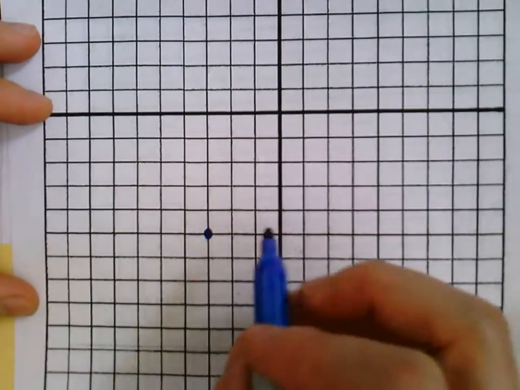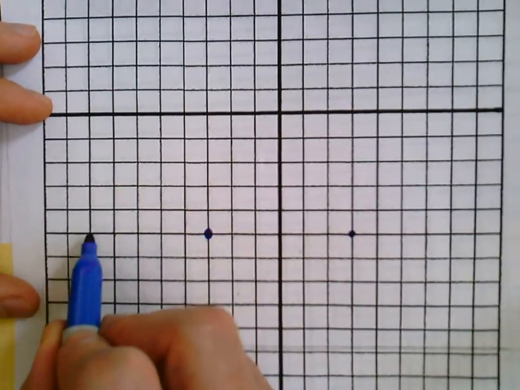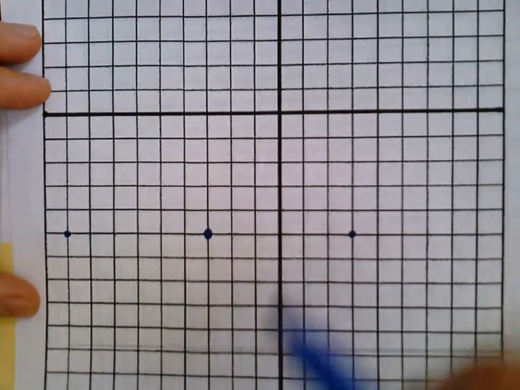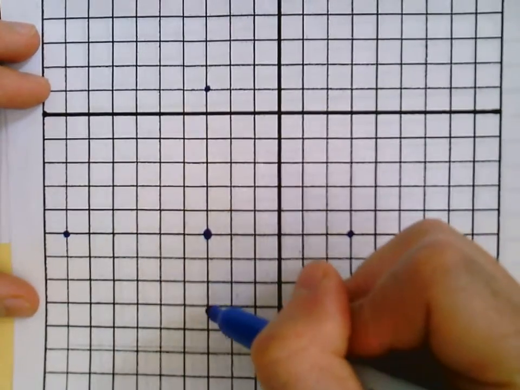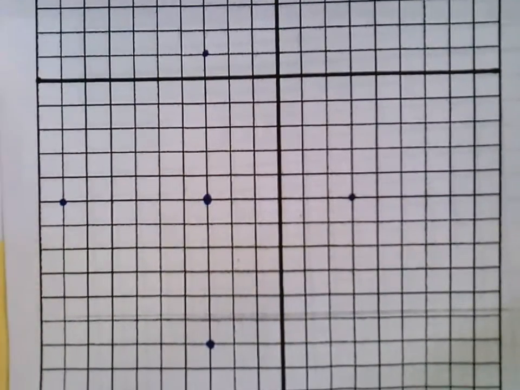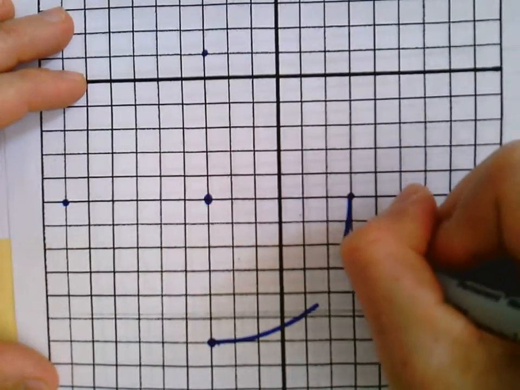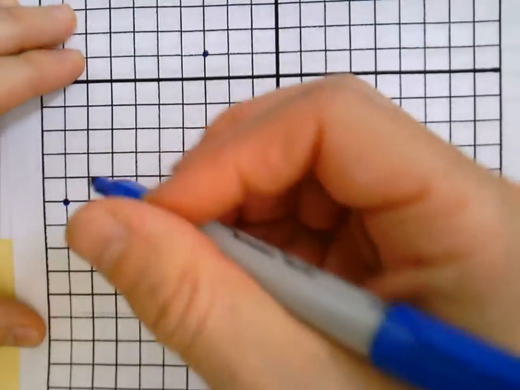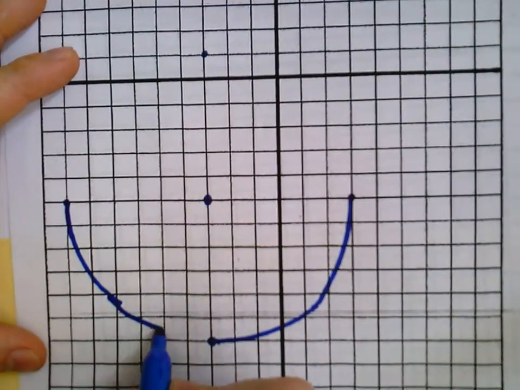I hope this fits. 1, 2, 3, 4, 5, 6. There we go. You know, if you Google graph paper, you can find some good stuff.